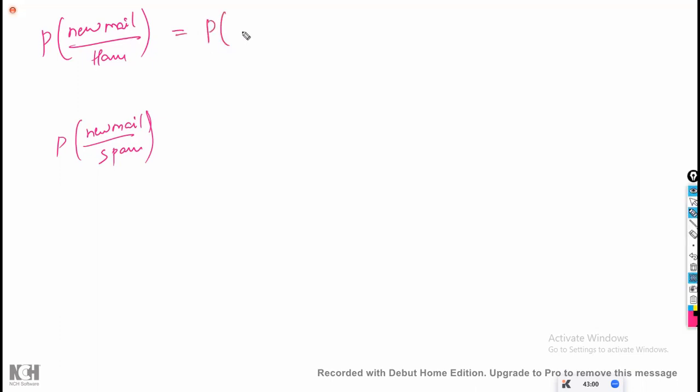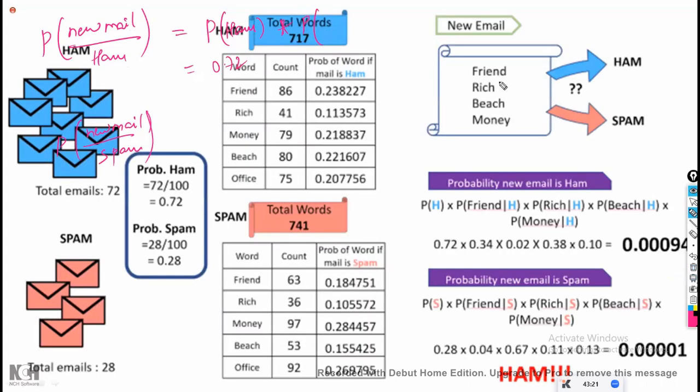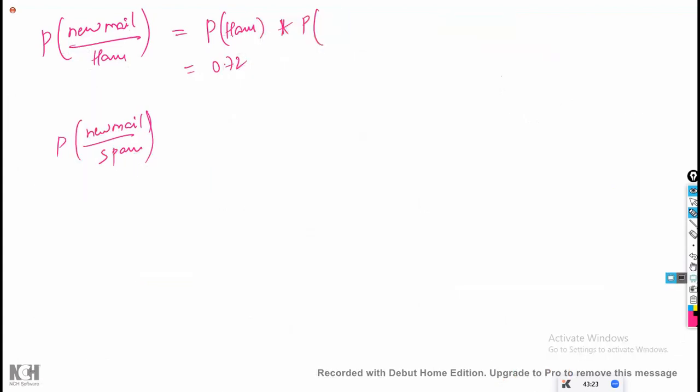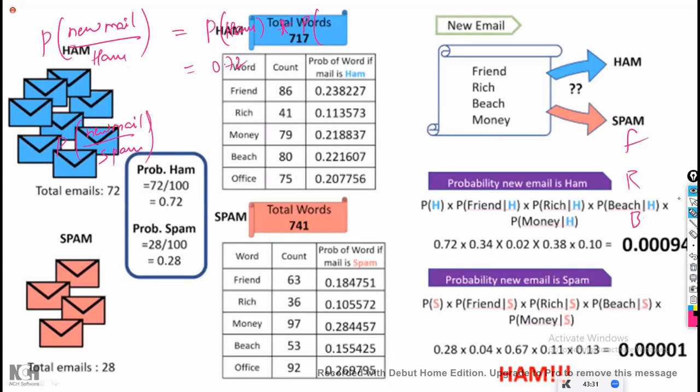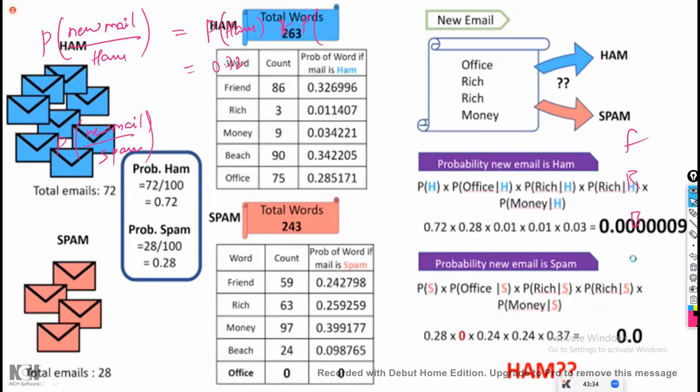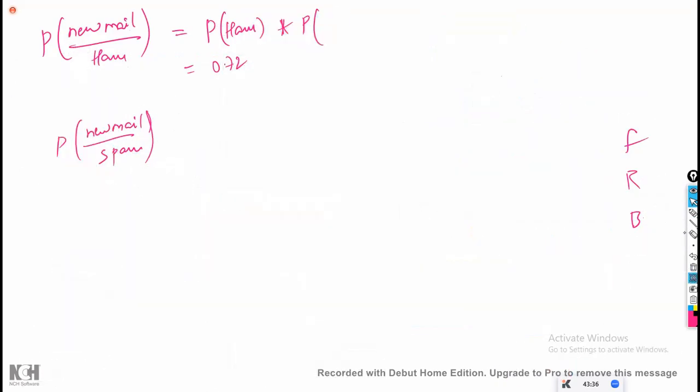Now for this, what I'm going to do first is the probability with respect to the prior probability. What is the prior probability of ham? 0.72 into, in this new mail, what are the unique words? Friend, rich, beach, and the 4th one is money. Total 4 you are having.